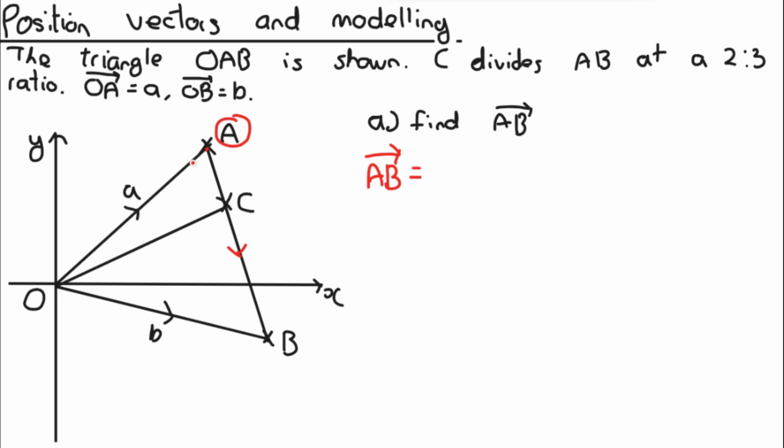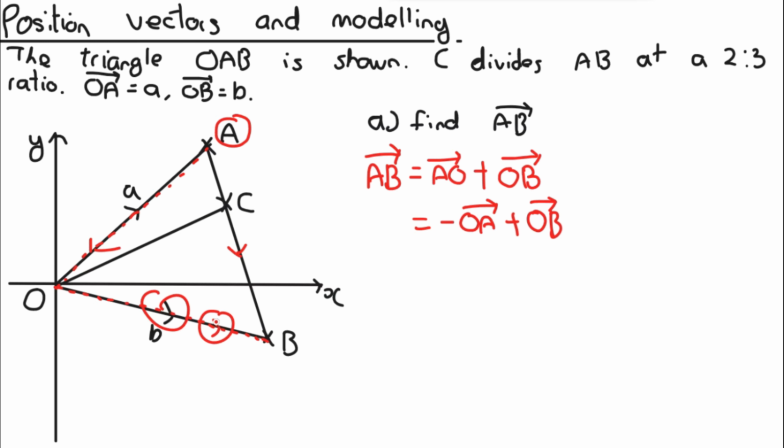is equal to, I'm going to go down like this, in this direction to get AO plus, and then we're going to go down like this to get to B, so it's going to be plus OB. We're going in the opposite direction to A, so therefore it's going to be minus OA, and then OB is fine because we're going in the same direction, as you can see. And then therefore that's just going to be minus A plus B. So AB is equal to minus A plus B.